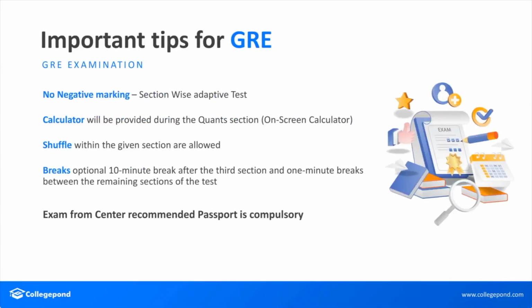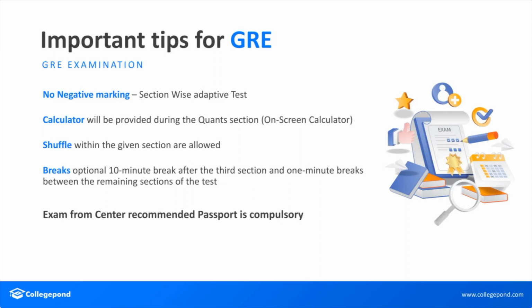Let's start with some tips for the GRE exam. There is no negative marking. It's a section-wise adaptive test. Let's understand these two things. No negative marking means if you don't know the answer, randomly tick anything. You never know, a fluke might get you the right points if it turns out to be correct.